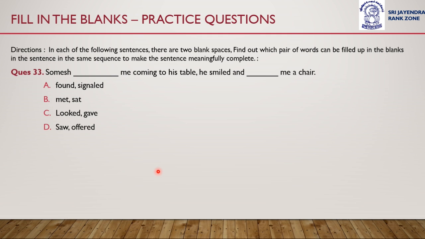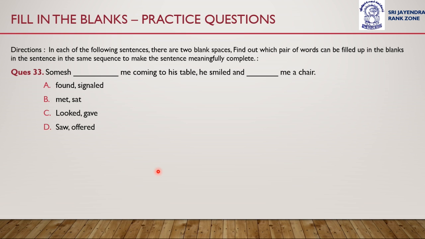Question number 33. In each of the following sentences, there are two blank spaces. Find out which pair of words can be filled up in the blanks in each sentence in the same sequence to make the sentence meaningfully complete. Somesh dash me coming to his table. He smiled and dash me a chair.